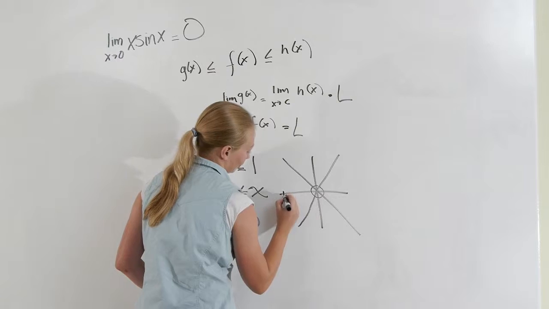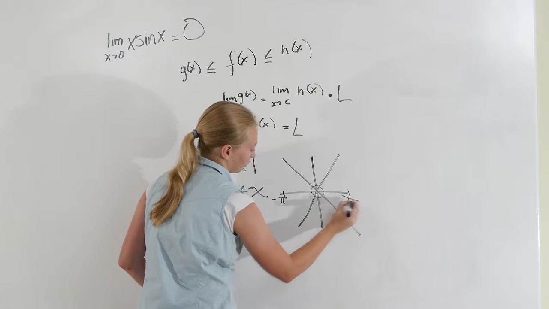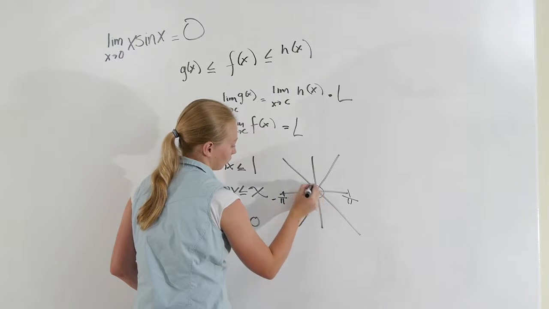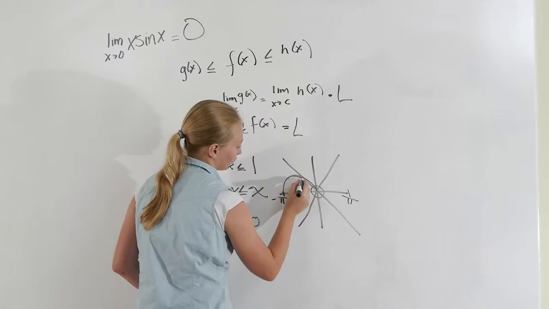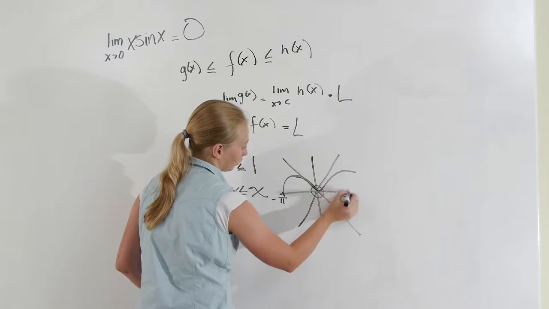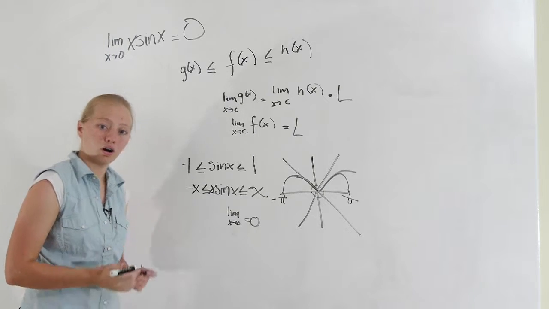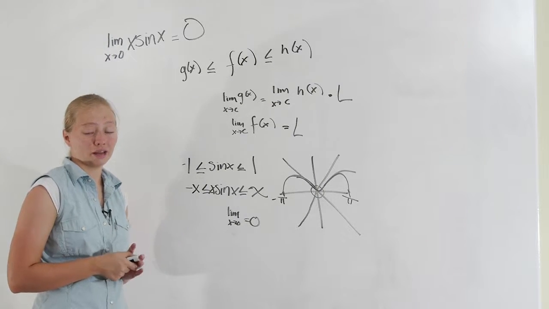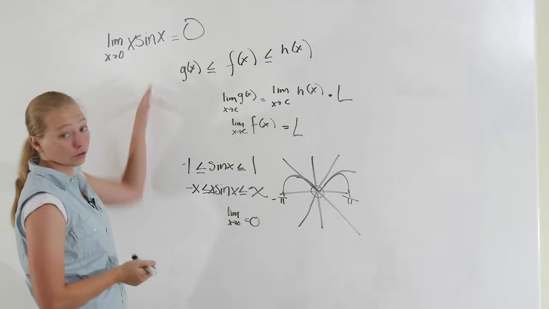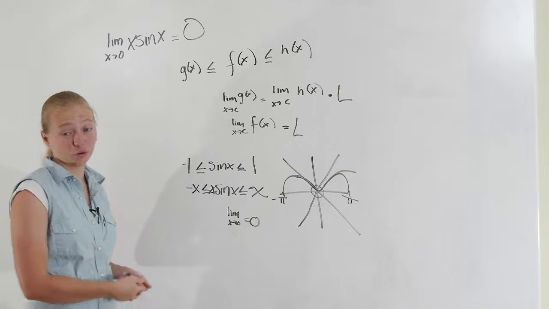And this here, if this is negative pi and this is pi, the graph looks about like that. It also passes through x equals 0. So the limit of x sine of x as x approaches 0 is 0.